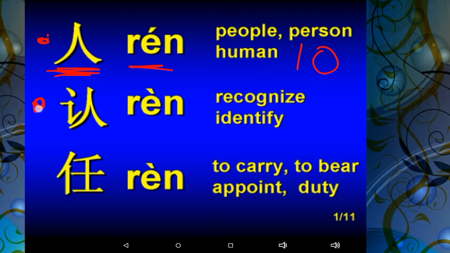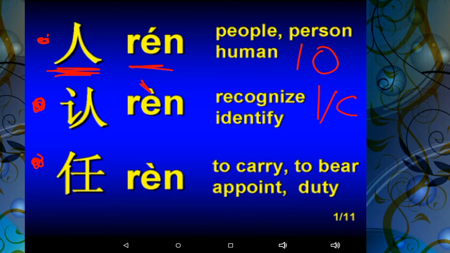Now our second character is Ren. That is a fourth tone character. That is to say, it's a falling tone character, okay? Ren, Ren, Ren. And you can see the little Ren character, the character of a going down. And that means to recognize or to be able to identify something. And our second character, by the way, is definitely a VC character.